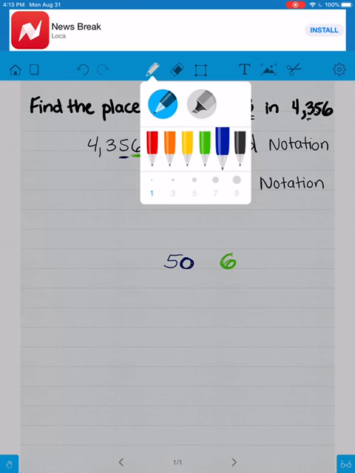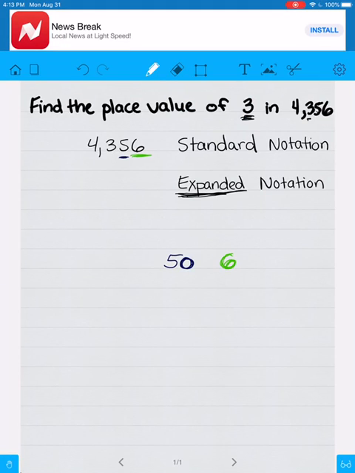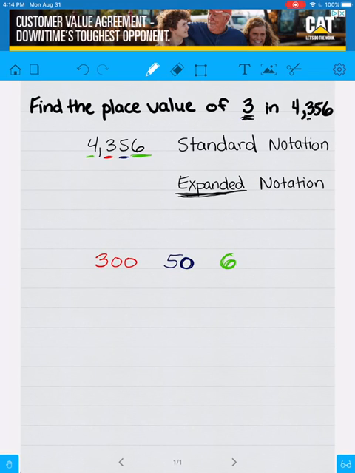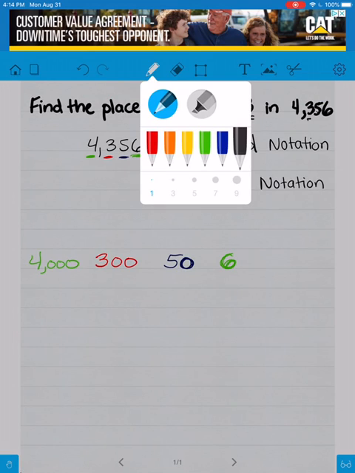Now I'm going to hop over to my hundreds, and I know that the digit 3 is in the hundreds place, which means I have 3 100s. So 100 plus 100 plus 100 is the number 300. Okay? And then lastly, if I go to my thousands place, I see the 4 is in the thousands place, which represents 4 1000s. So that is expanded notation.